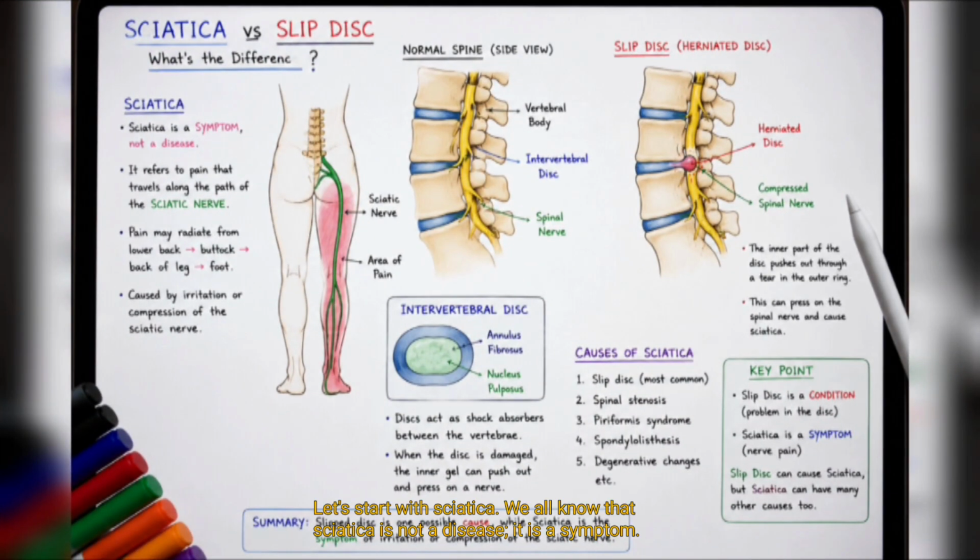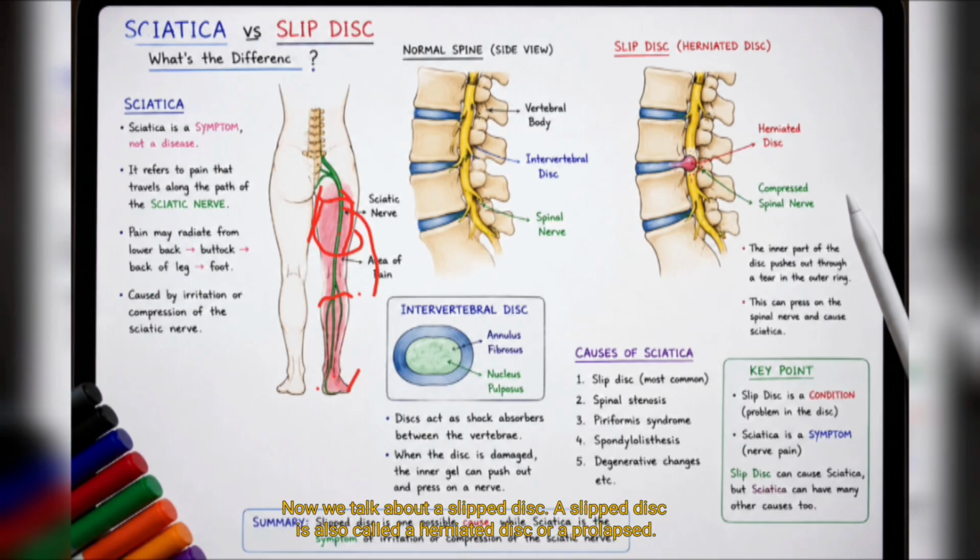Let's start with sciatica. We all know that sciatica is not a disease. It is a symptom. It refers to pain that travels along the path of the sciatic nerve, which runs from the lower back to the buttocks area and down the back of the leg. Sciatica usually affects one side of the body. The pain may be sharp, burning, or electric-like. Some people also experience numbness, tingling, or weakness in the leg. These are the symptoms of sciatica.